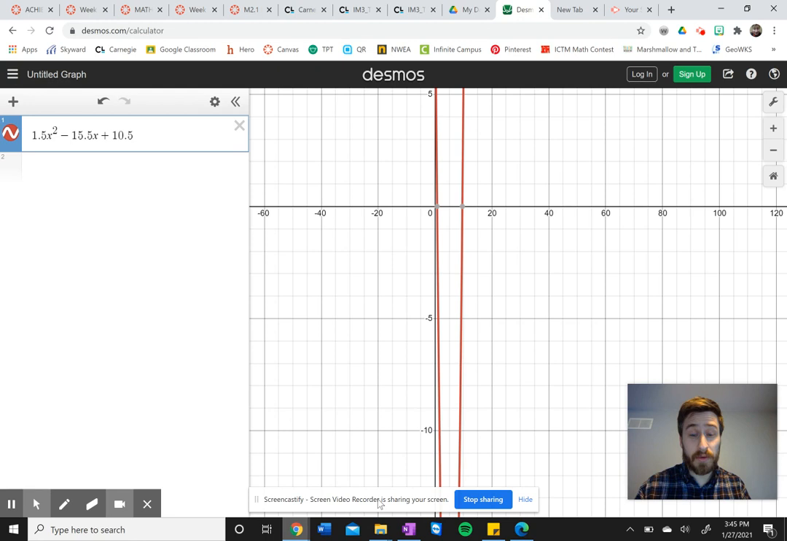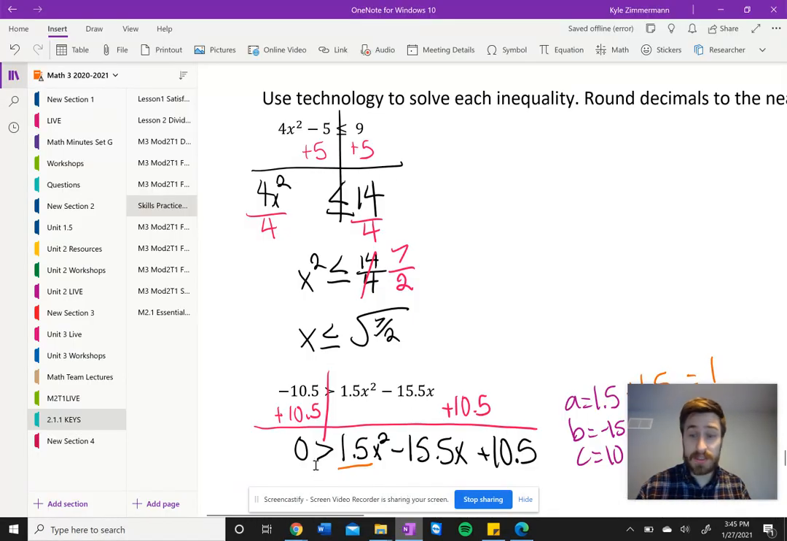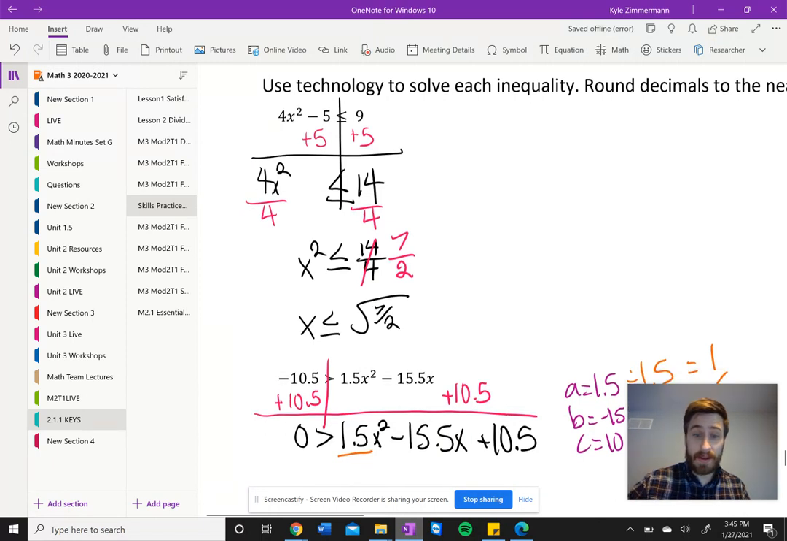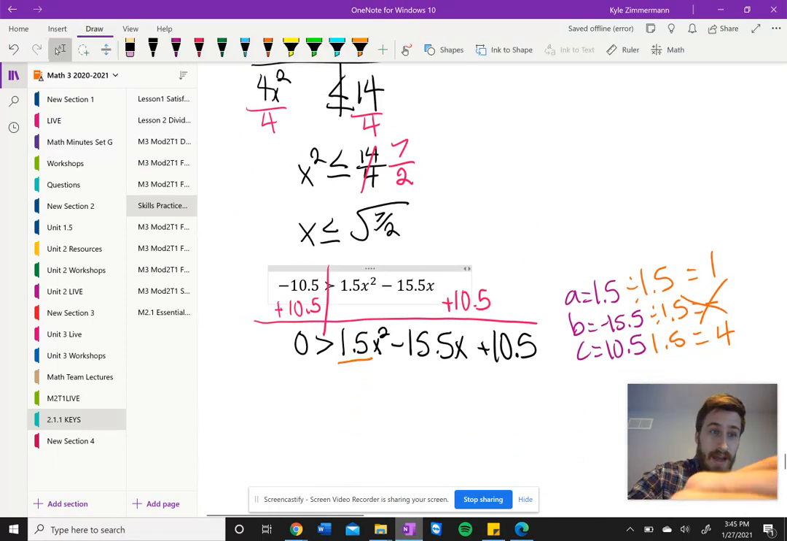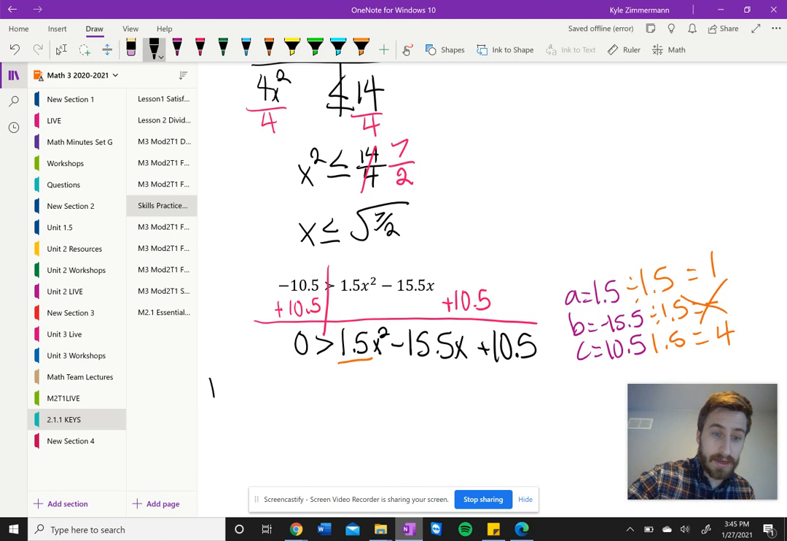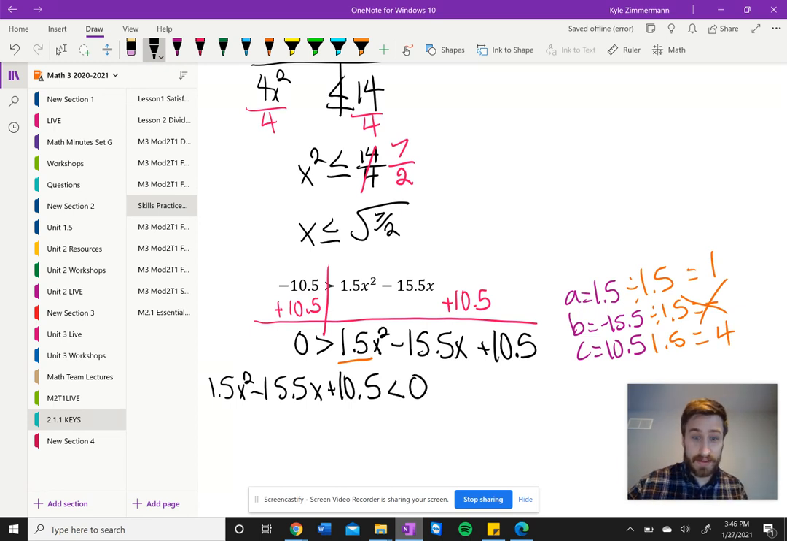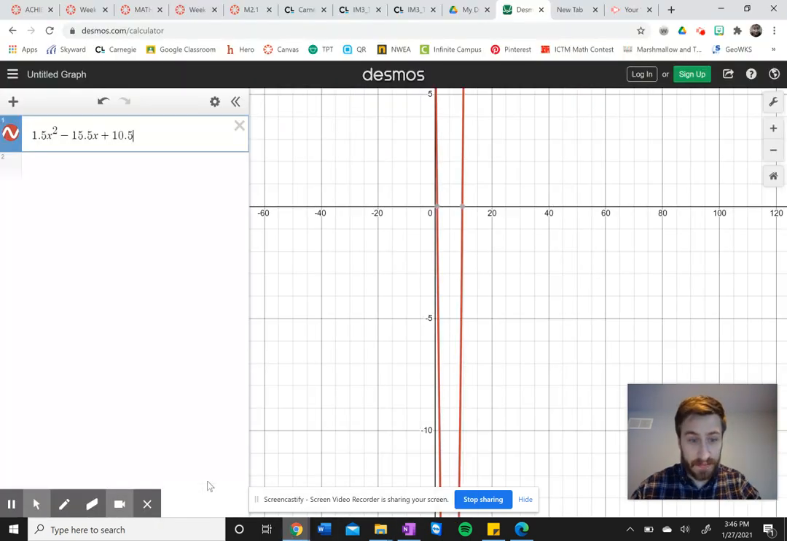I have to remember my inequality now. Going back to it, you see how 0 is greater than this. So if I flip it, we're in the common form where you're used to it: 1.5 x squared minus 15.5 x plus 10.5 is going to be less than 0. It is below the x-axis is essentially where all these solutions are.